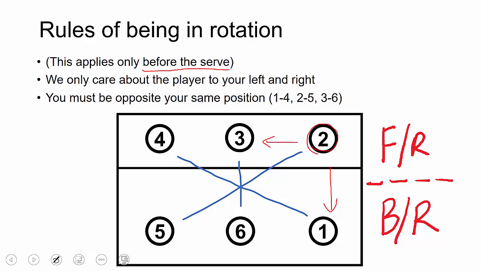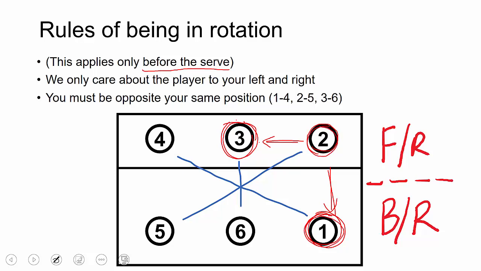Depends on how you look at it, left and right can change. But we're only concerned about who is in position three relative to two, and who's in position one relative to two. So two has to be one rotation behind whoever's in position one, and one rotation in front of whoever's in position three. The person in position two has to serve before position three and after position one. That's the general gist of it.